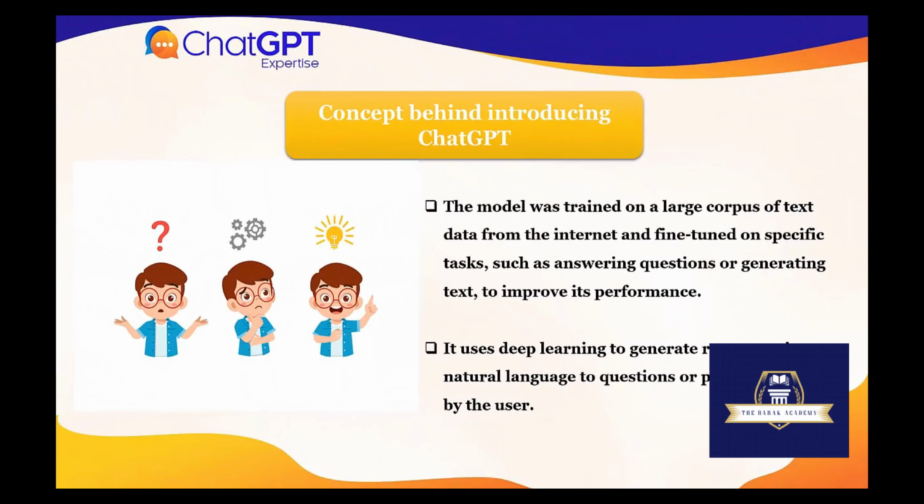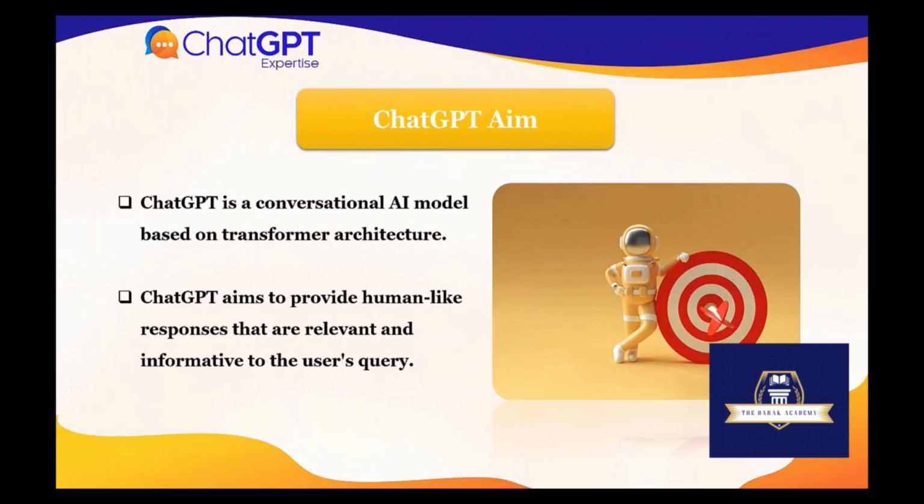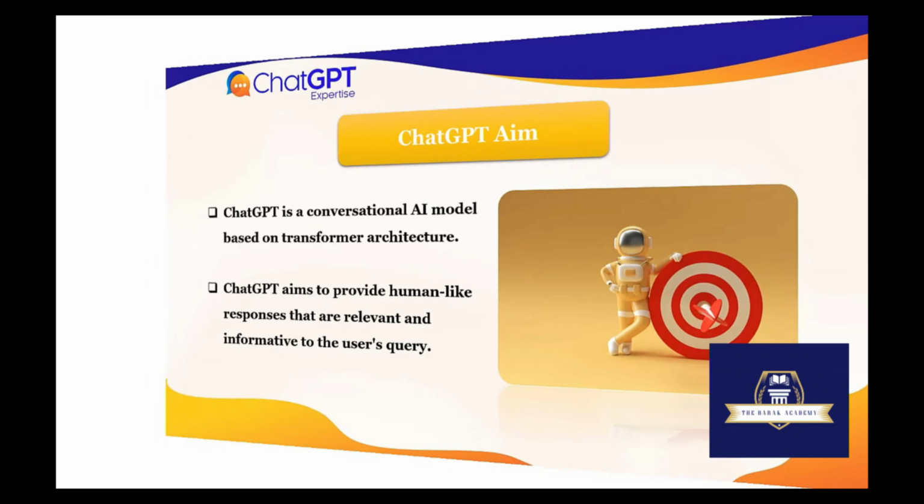Concept behind introducing ChatGPT. The model was trained on a large corpus of text data from the internet and fine-tuned on specific tasks, such as answering questions or generating text, to improve its performance. It uses deep learning to generate responses in natural language to questions or prompts given by the user. ChatGPT aim. ChatGPT is a conversational AI model based on transformer architecture. ChatGPT aims to provide human-like responses that are relevant and informative to the user's query.